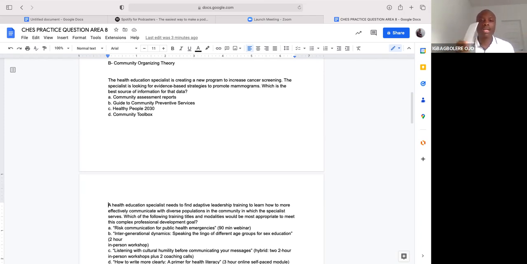Option B says a guide to community preventive services, which is what we are trying to do. If you are trying to implement a cancer screening program, technically we are trying to render a preventive service. We talk about primary prevention, secondary prevention, and tertiary prevention. I'll leave that to you to decide what form of prevention this is. However, cancer screening is a preventive service. And the best way to find evidence-based strategies that have supported what has been done in the past is to go into the Guide to Community Preventive Services. So I'll be going with option B for this question.